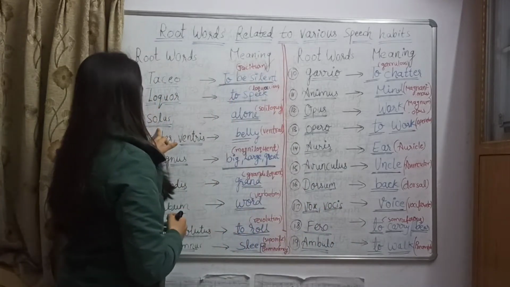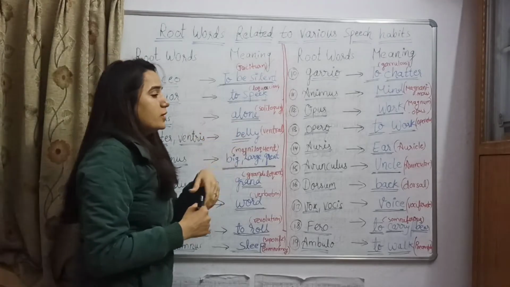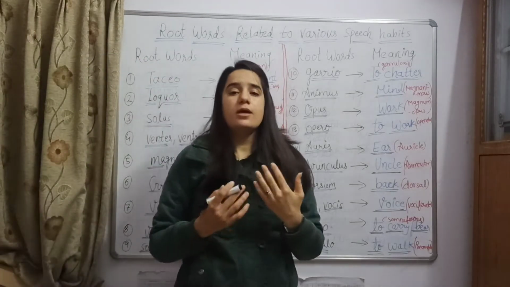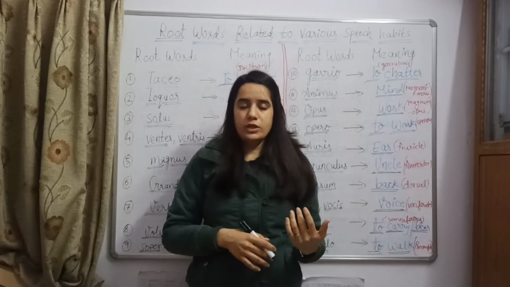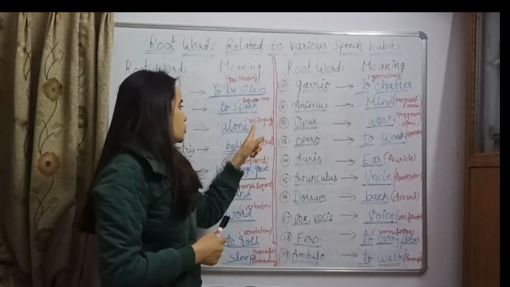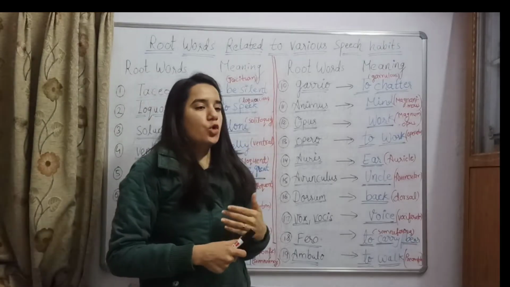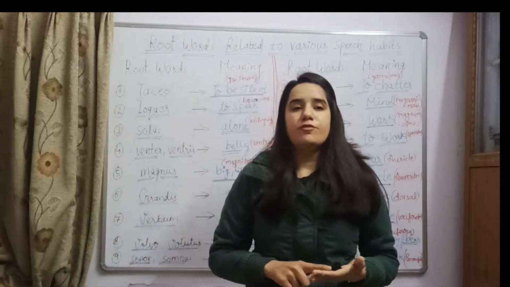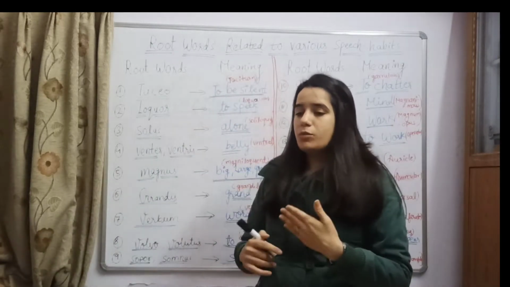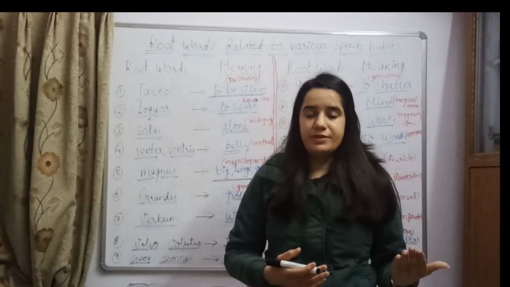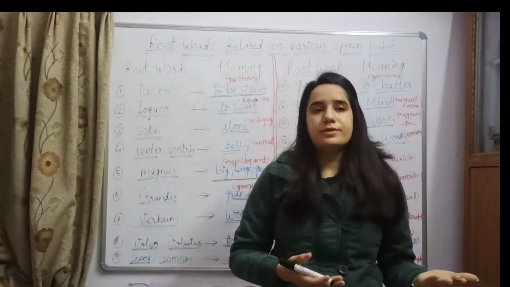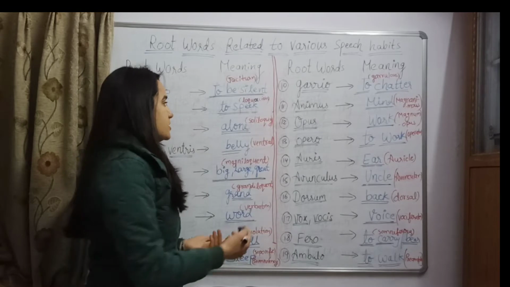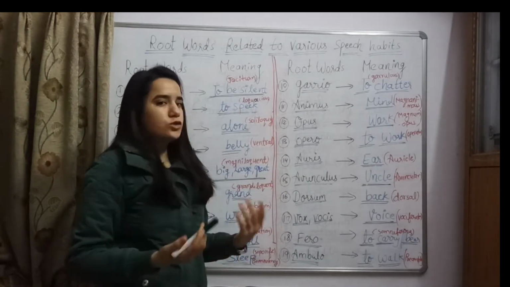Third one over here is solus. Solus means alone. The one who wants to be with himself only. So soliloquy is the person who talks to himself. And there are dramas in which a person performs soliloquy activity. I mean, they talk to themselves. So now I can say here that soliloquy is the person who talks to himself.